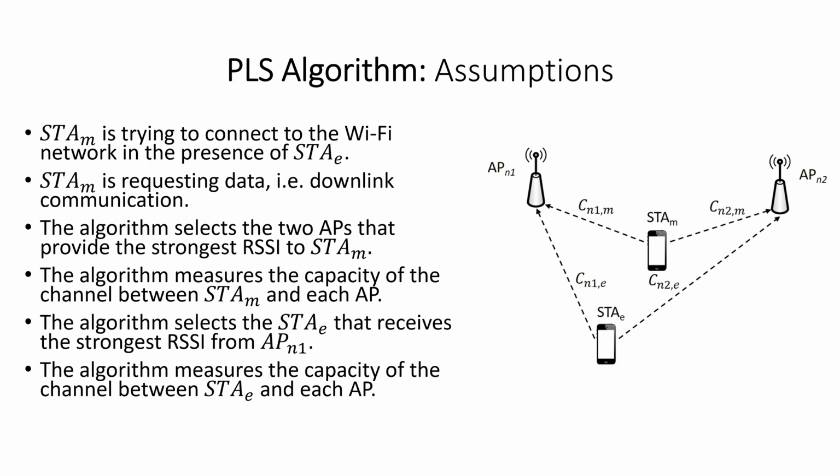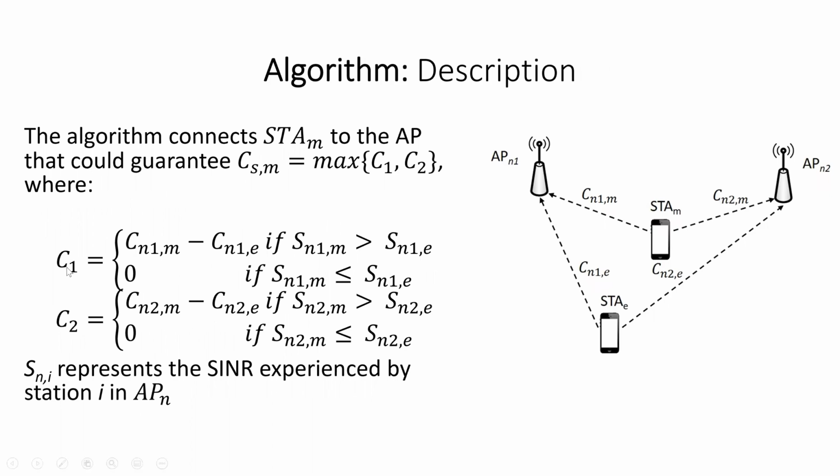Once we have all these measurements, the algorithm calculates the C1 and C2 values. C1 is the difference between the channel capacity of the legitimate station and the channel capacity of the eavesdropping station at access point N1. C2 is the same calculation for access point N2. Now, this difference is only calculated if the SNR measured at the legitimate station is bigger than the SNR measured at the eavesdropping station for the two access points. If this value is equal or lower, C1 is 0 and C2 is 0.